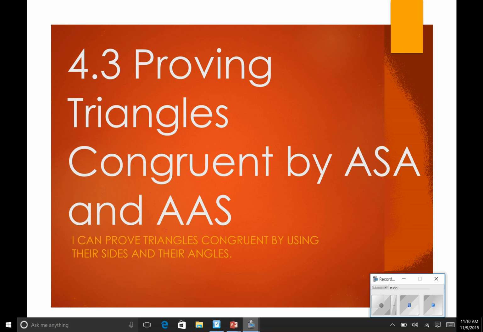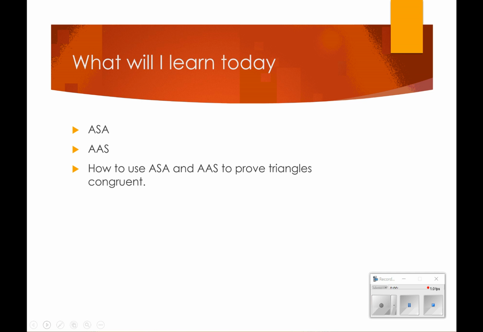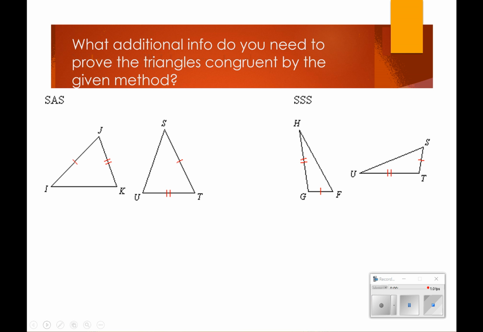Today we're going to look at proving more triangles congruent, and we're going to learn two new theorems, angle side angle and angle angle side, so that we can do that. So let's go ahead and get started. Today you're going to learn about the angle side angle postulate, the angle angle side, and again how to prove triangles congruent. Just as a quick review, look at this real quickly and pause it.